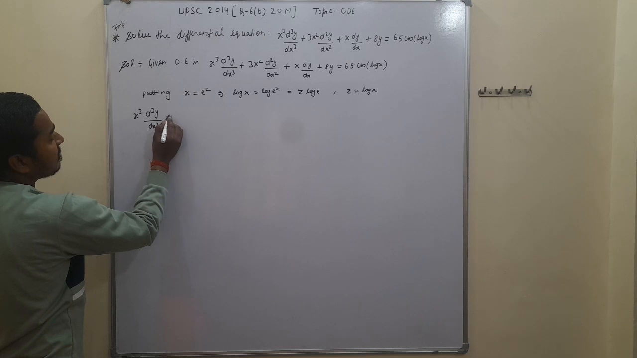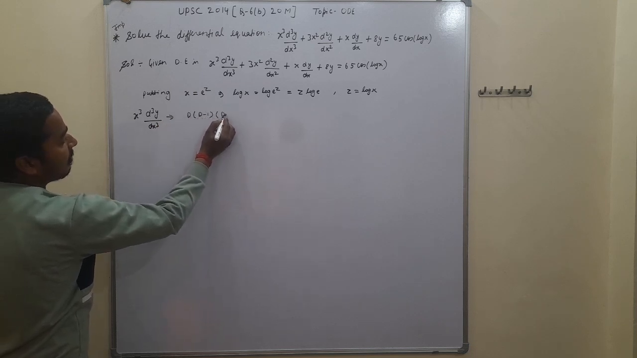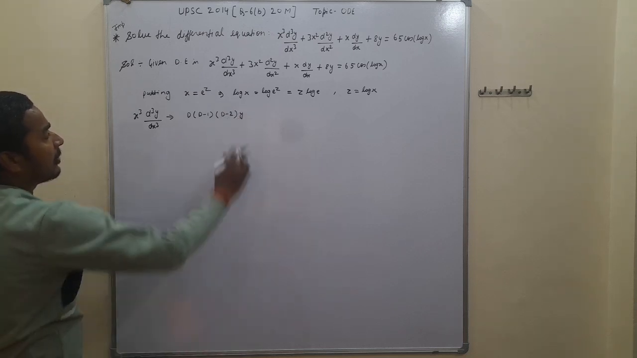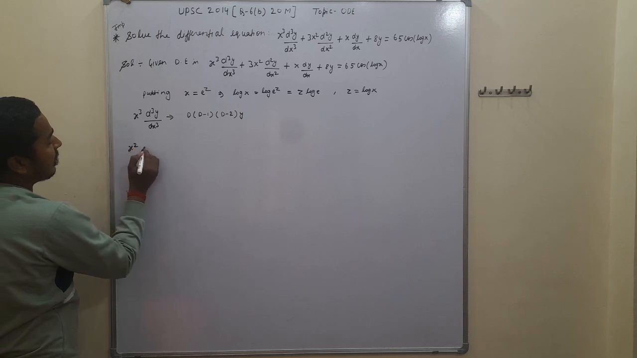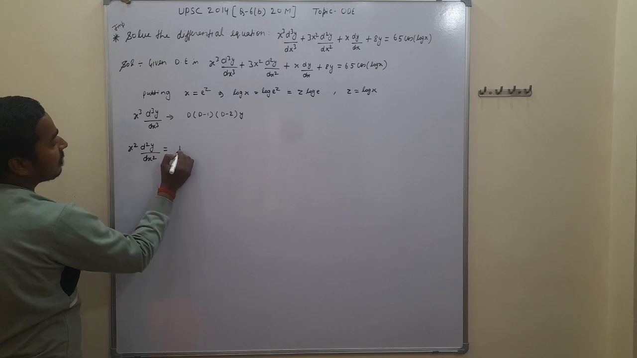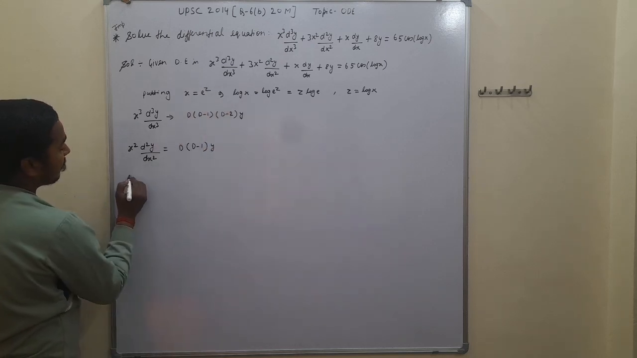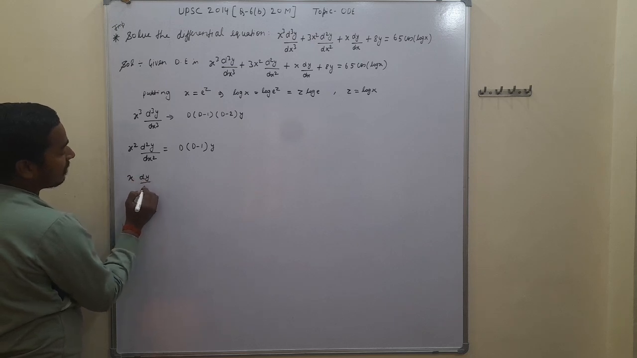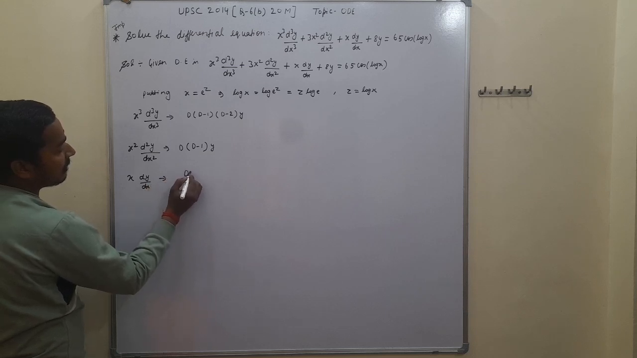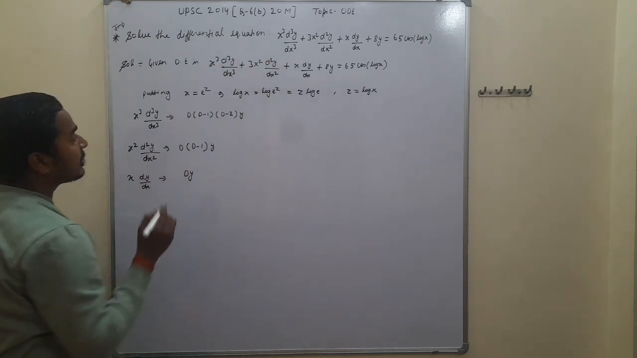We also know that x cube d3y/dx3 is written as D(D minus 1)(D minus 2) into y, and x square d2y/dx2 is written as D(D minus 1) into y, and x dy/dx is written as Dy, and we have to put these in the given differential equation.